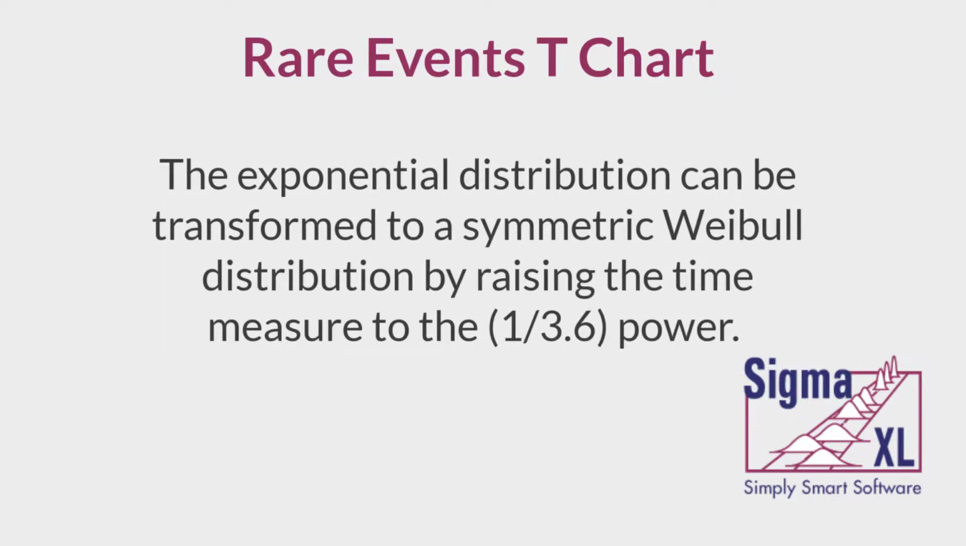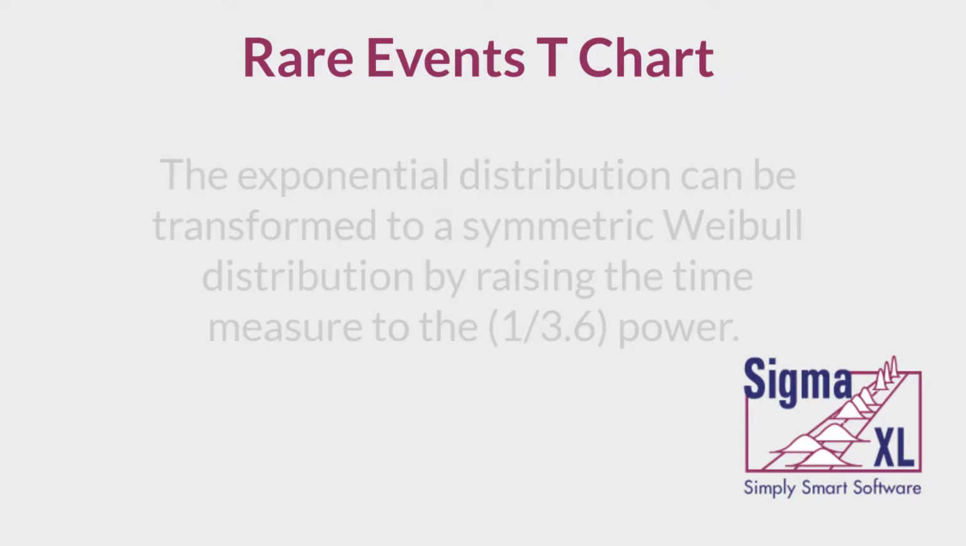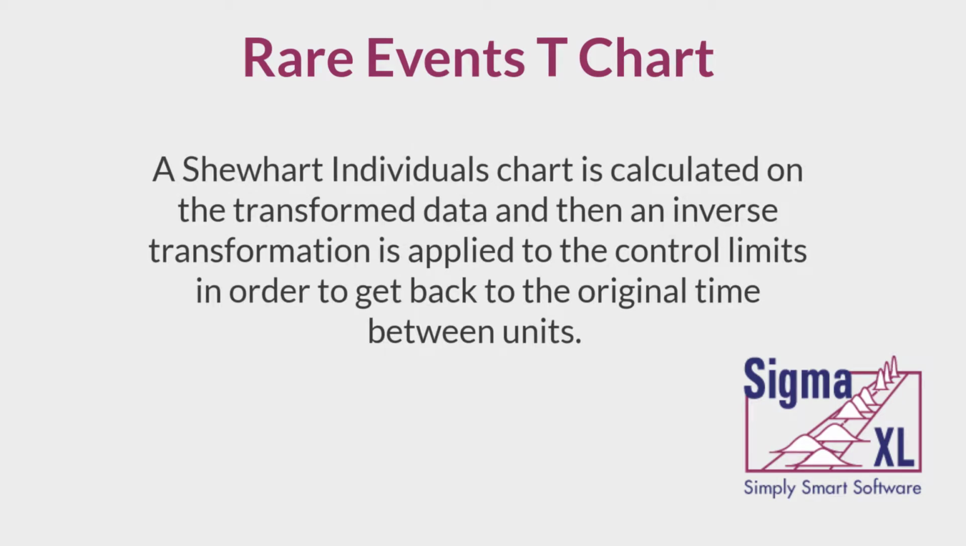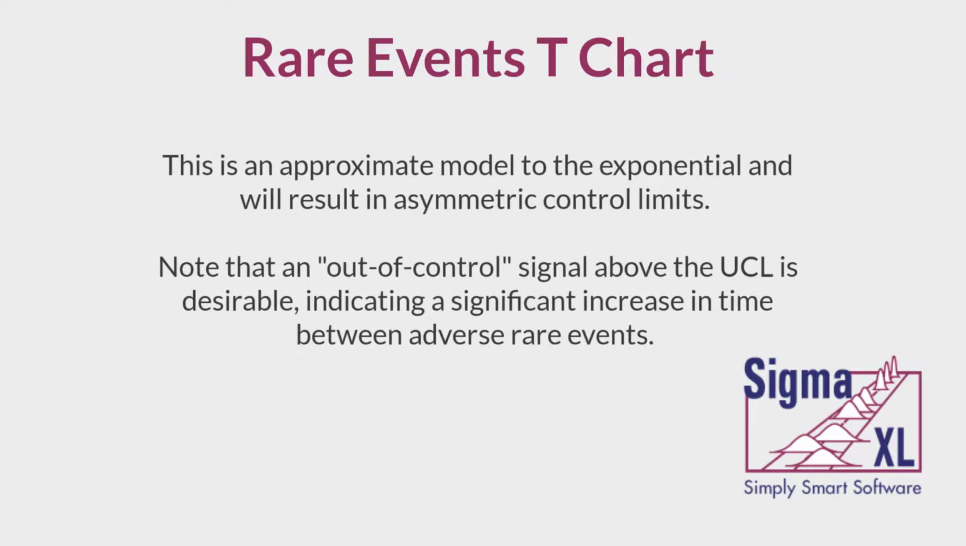The exponential distribution can be transformed to a symmetric Weibull distribution by raising the time measure to the 1 over 3.6 power. A Shewhart individuals chart is calculated on the transformed data, and then an inverse transformation is applied to the control limits in order to get back to the original time between units. This is an approximate model to the exponential and will result in asymmetric control limits. Note that an out-of-control signal above the UCL is desirable, indicating a significant increase in time between adverse rare events.